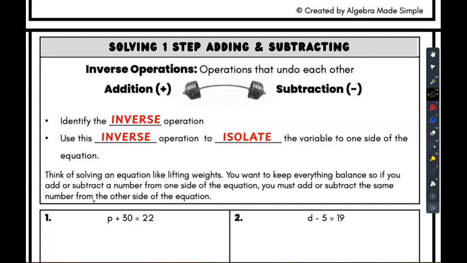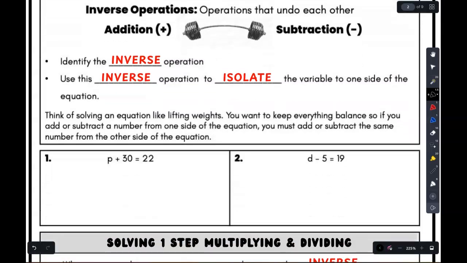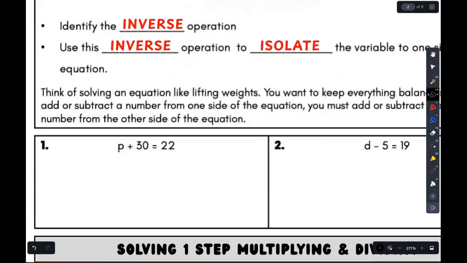Okay? So think of solving equations like lifting weights. You want to keep everything balanced. So if you add or subtract a number from one side of the equation, you must add or subtract the same number from the other side of the equation. Okay, so let's take a look at a few examples here. And I like to think about it as doing the opposite.